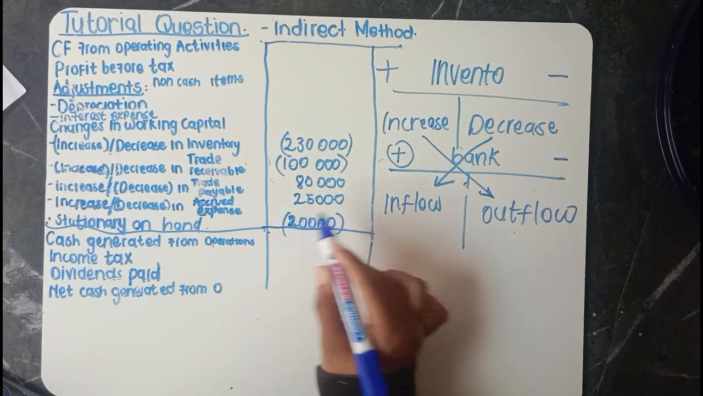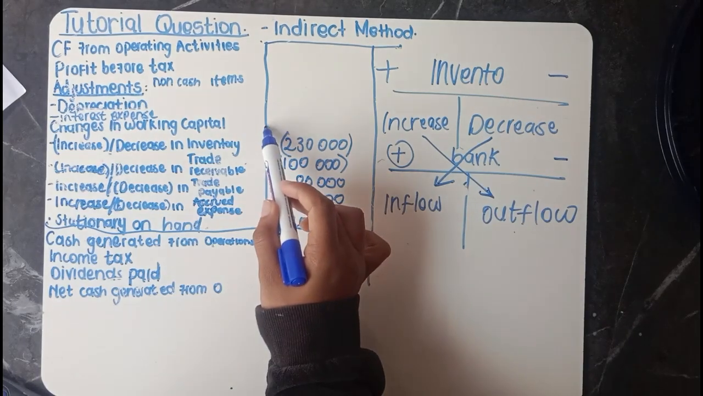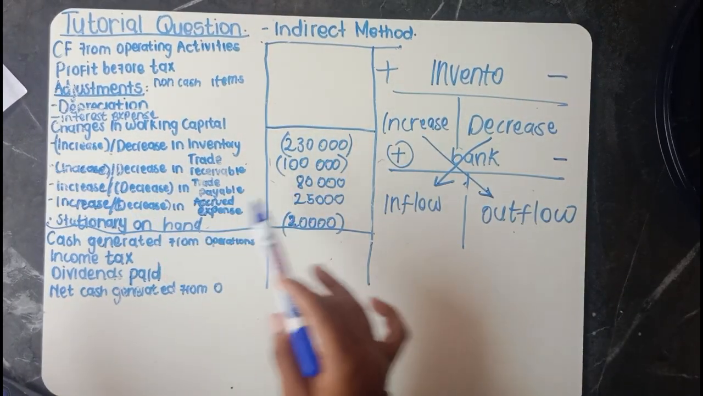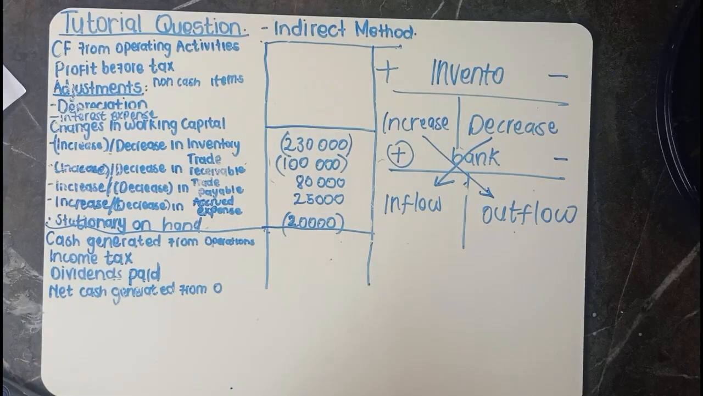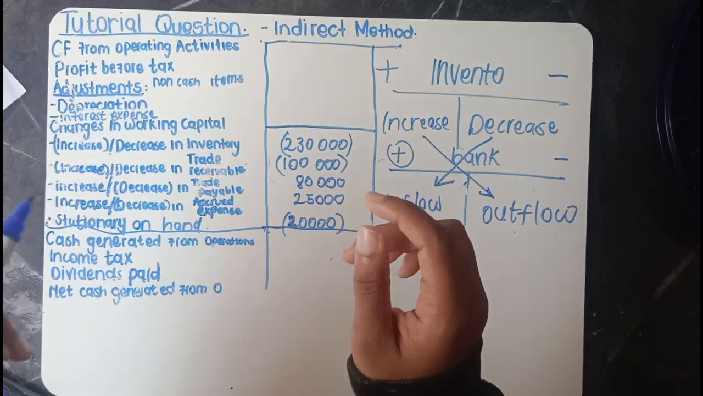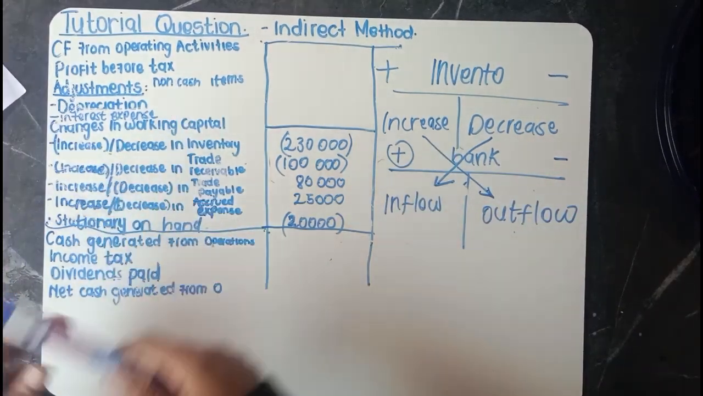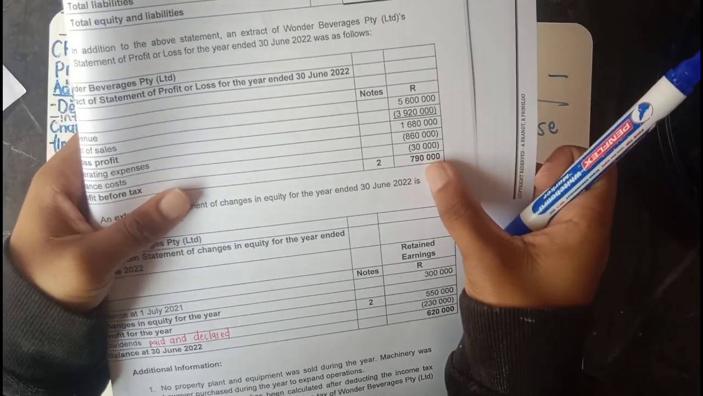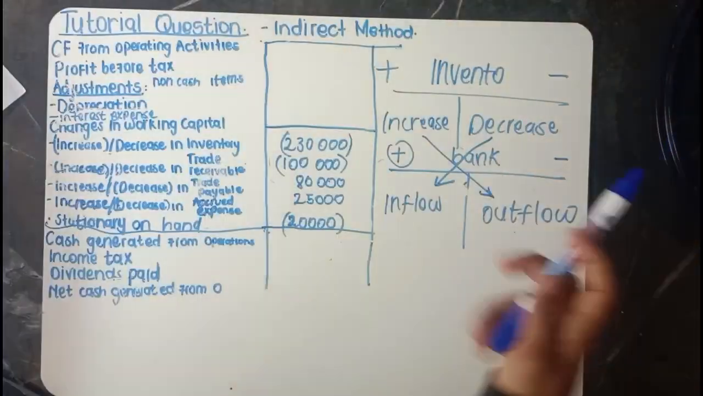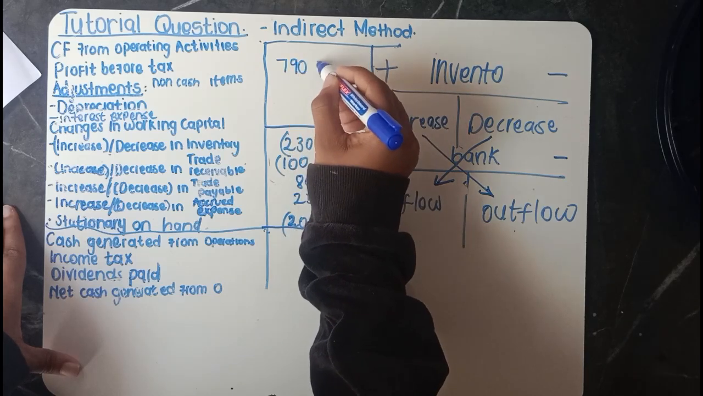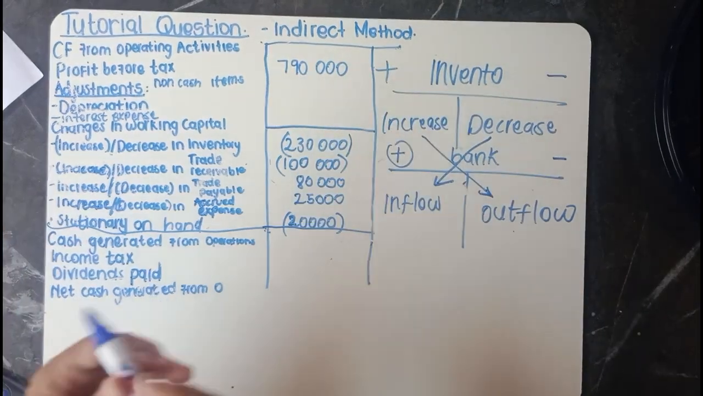So please make sure you understand this part, because if we're given the indirect method, we'll always be calculating the change in working capital. Please pause the video and see if you understand, and then let's move forward. Profit before tax: they gave you the profit before tax, and it's 790,000 here. So you're going to have your 790, and then moving on to adjustments.